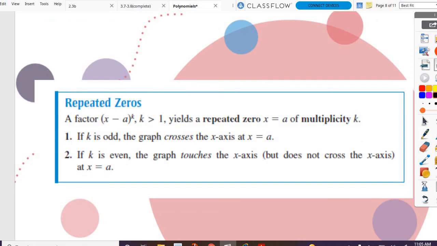Alright, we have another kind of theorem-y thing, or rule. We talked about repeated roots. So we had just x squared, right? So that's a repeated root at 0. But you could also have x minus something, and it could still be a repeated root. So you got x minus 2 to the 3rd. That's repeated 3 times.